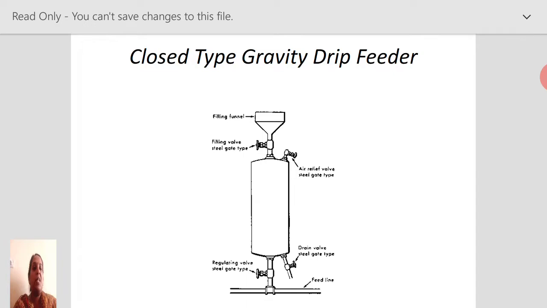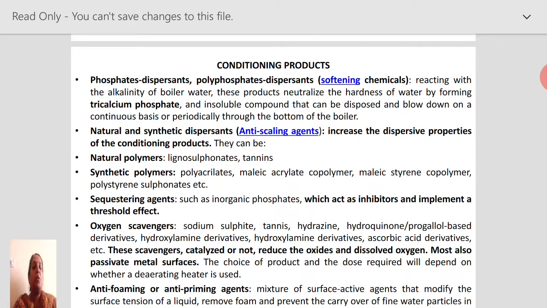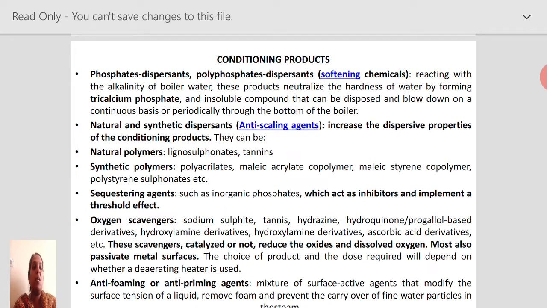So this is the other type, where we have a closed type gravity drip feeder, where the chemicals, either in the form of solution or as powder, are added, and by means of gravity they get dripped down and enter into the feed line. There are various conditioning products used to condition the water.